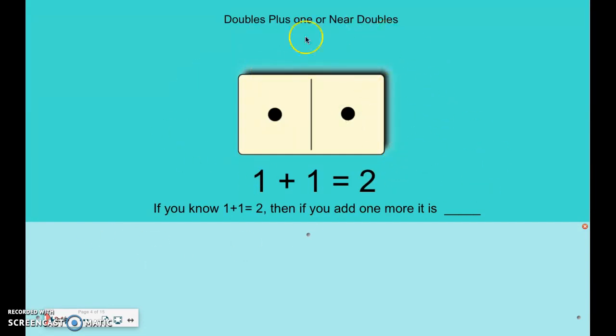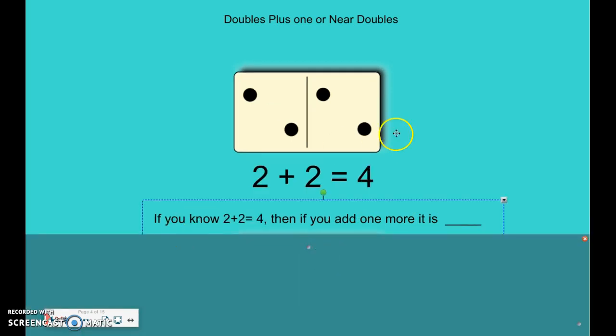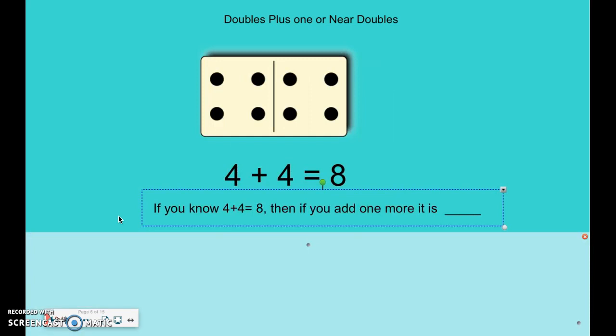I would say, okay, so here we have this domino. We know 1 plus 1 equals 2. So if we know that 1 plus 1 equals 2, then if you add one more, it is, and then I wait for the class to say the answer. And then we would go again, 2 plus 2 equals 4. If you know 2 plus 2 equals 4, then if you add one more, it is, wait for the response, 5. And so we would go through these doubles, and so we would go through 1 through 5.